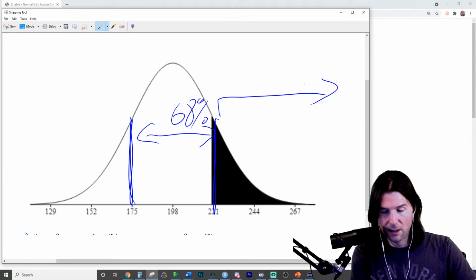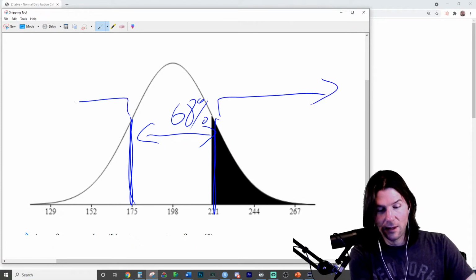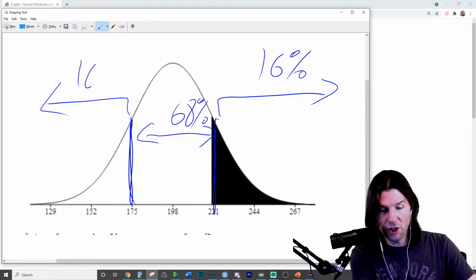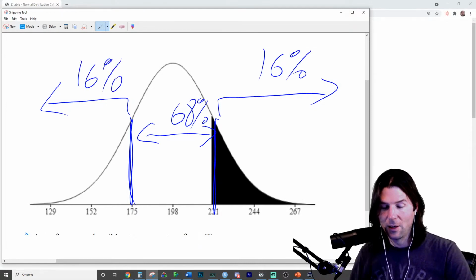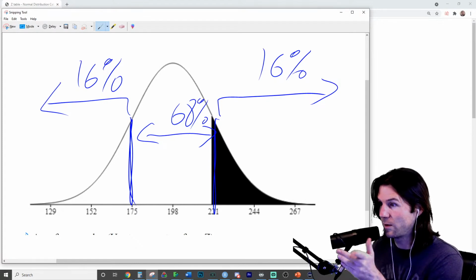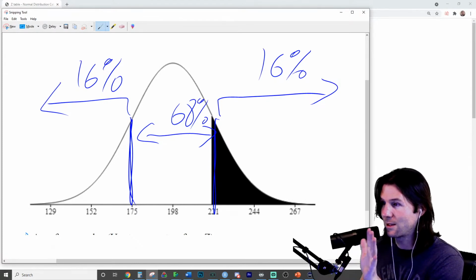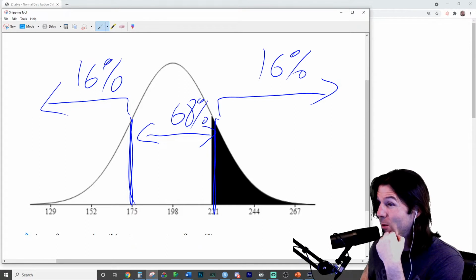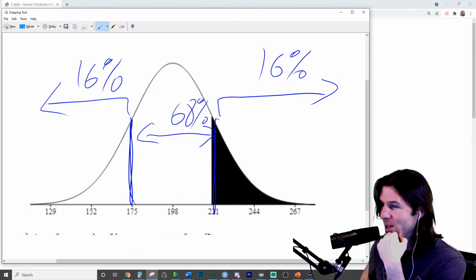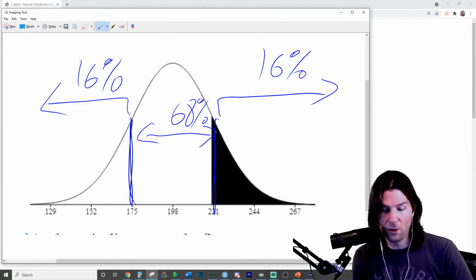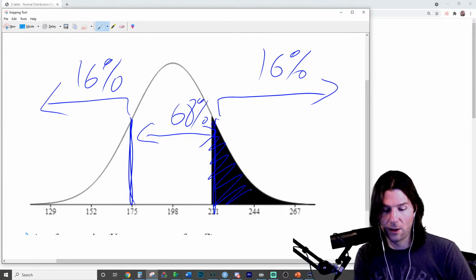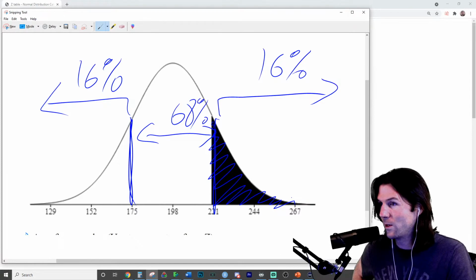So what? 16%. So I want you to take a guess at what you think the shaded area is on this curve, as a decimal. Take a guess, like 0 point what? And I want you to see how close you are, because you can get pretty good at guessing these. What do you think the whole shaded area is?